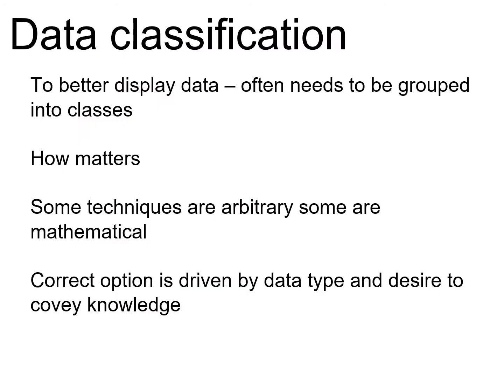One of the things you have to do if you want people to understand what you're doing is classify your data. The reason is, to better display data, you have to group things together in classes, and how you do it matters. There's lots of techniques. Some are arbitrary, some are mathematical. The best way to do it is driven by the data type and the desire to convey knowledge.